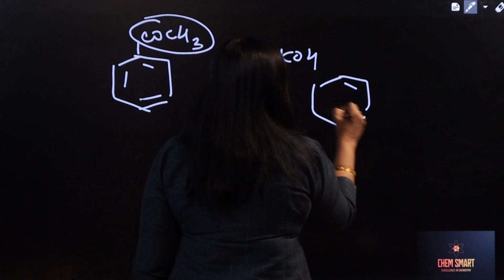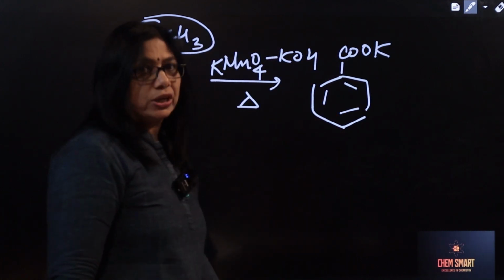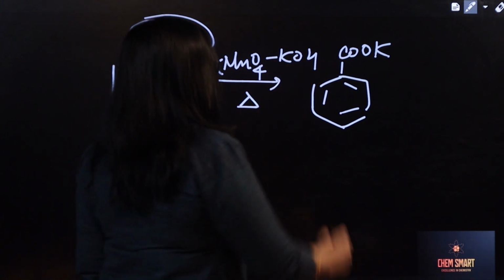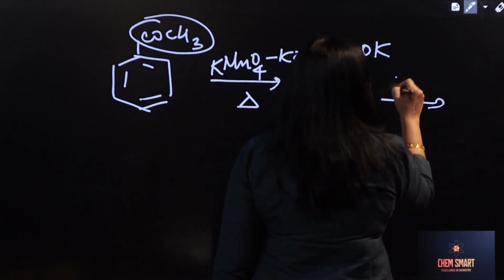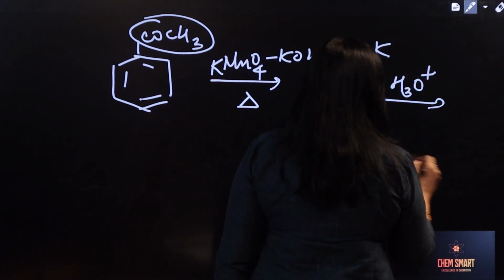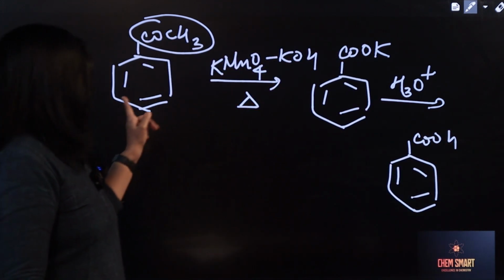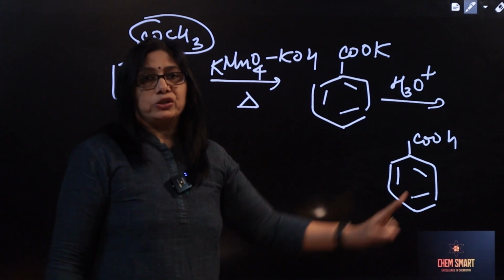Then you will change this into COOK because we have used KOH. So it will change into COOK, but then you have to hydrolyze it. Then the COOK will change into COOH. The salt will undergo hydrolysis. So we are converting acetophenone to benzoic acid.